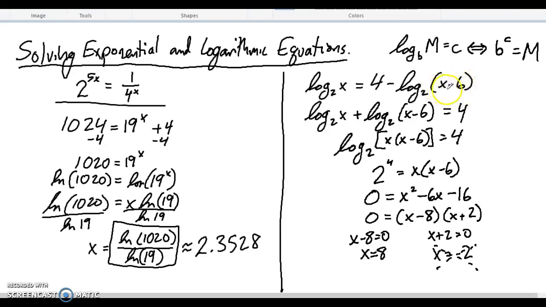How about this one, though? x minus 6. Well, to find its domain, I need x minus 6 to be greater than 0, so x must be greater than 6, which means I can only take answers that are greater than 6. Negative 2 was not, so it's thrown away. However, 8 is, so we can take this as our solution.